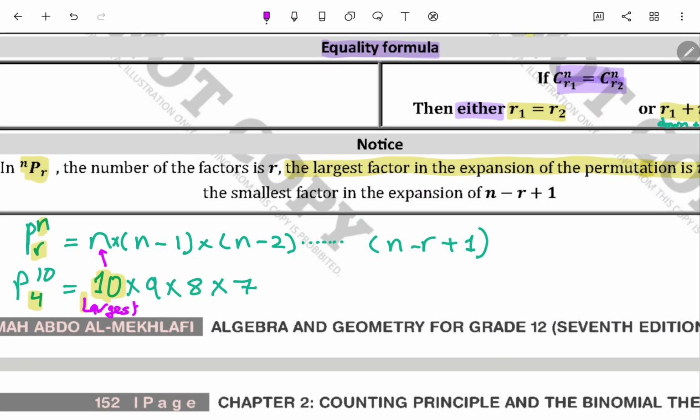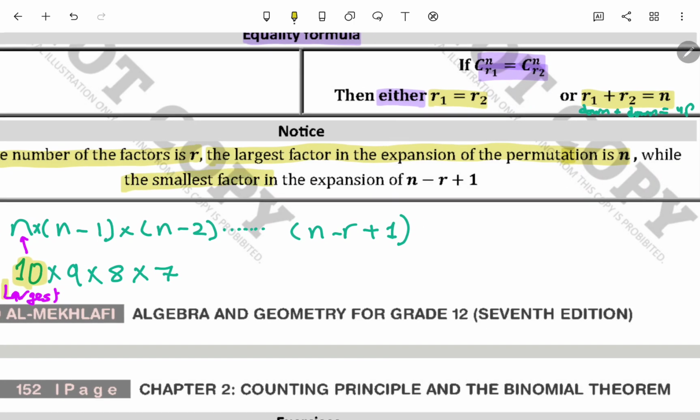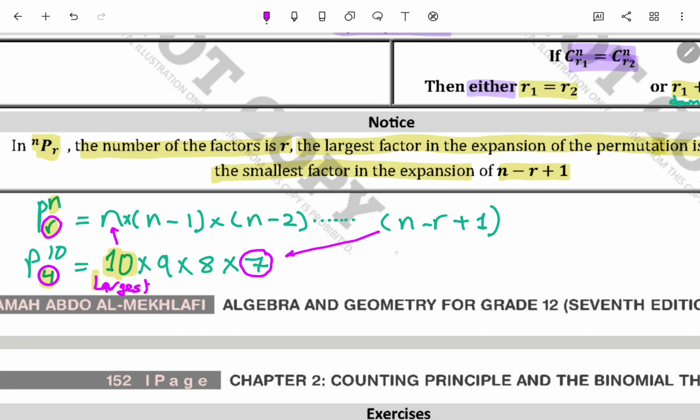Now the number of factors, by looking to here, we found that they are 4. So it will be r. So we're going to say that the number of factors is r. Now the smallest factor in the expansion should end by n minus r plus 1, which is going to be that number, which is 7. Let's apply it with that rule. Here we're going to say that if we have 10 minus 4 plus 1, you will get 7. So that makes sense.